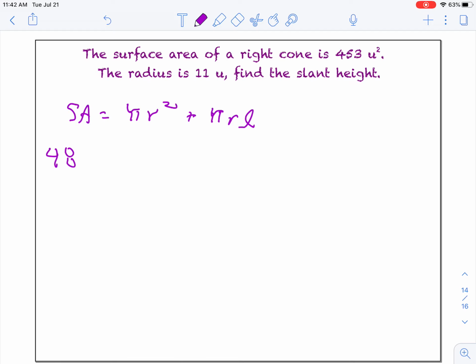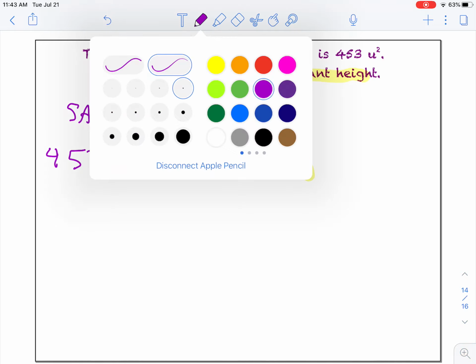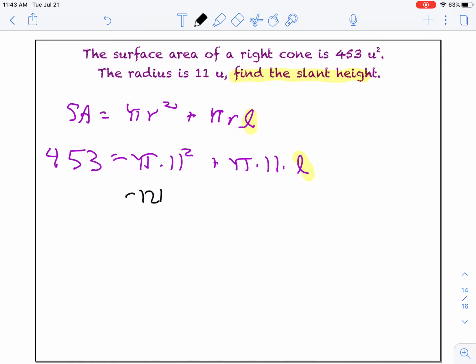We know the surface area is 453 equals pi times my radius squared, so 11 squared, plus pi times 11 times L. Again, I'm trying to find the slant height right here. Now this can get kind of tricky because some people want to add the 121 pi together with the pi times 11 times L, but you can't do that. So what we're going to do here is subtract 121 pi from each side.